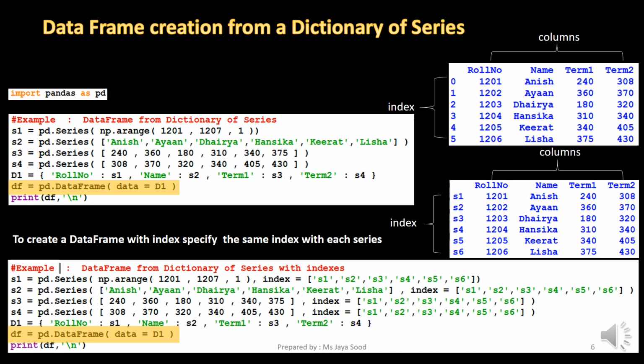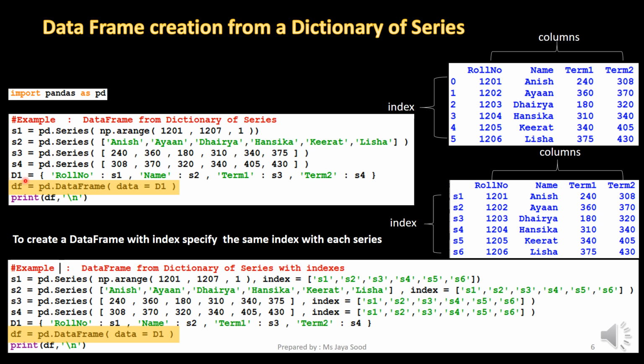Now let us create a data frame from a dictionary of series. S1 is a series which is created from an ND array by invoking the NumPy arange method with arguments 1201, 1207 and 1. It will hold values from 1201 to 1206. S2 is a series which is created from a list of names. S3 is a series which is created from a list of marks. S4 is a series which is created from another list of marks.